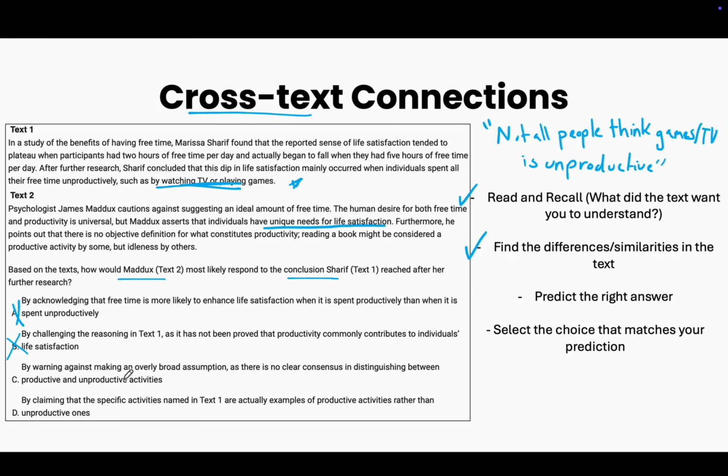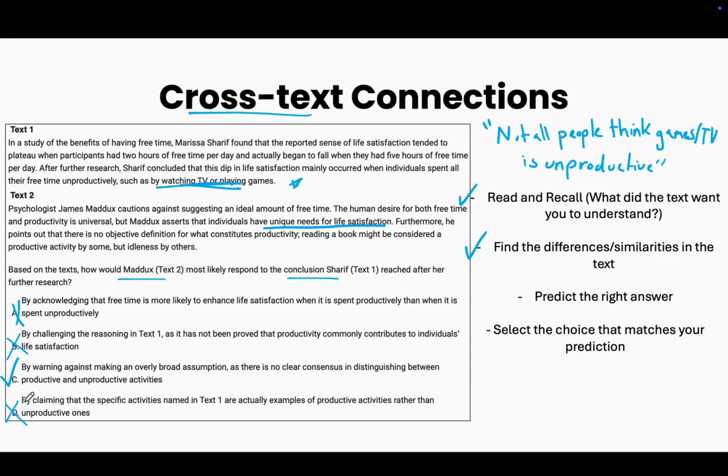Choice C: By warning against making an overly broad assumption, as there is no clear consensus in distinguishing between productive and unproductive activities. Exactly. The person from text 2 says that different people consider different activities as productive or unproductive. Choice D: By claiming that the specific activities named in text 1 are actually examples of productive activities rather than unproductive ones. No, that is too broad, and it does not make sense, and is not what is mentioned in the text. So that means that choice is correct.